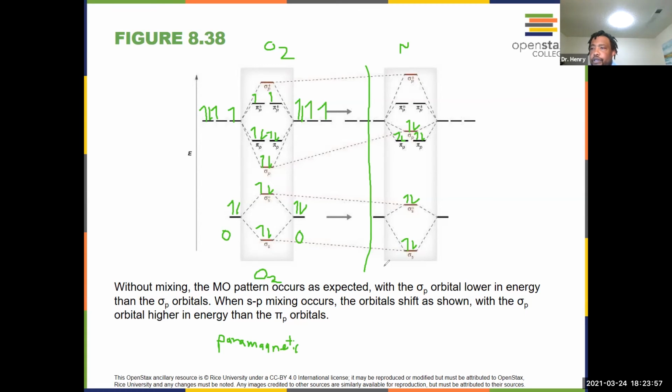And then in this case, for the N2, this one is not going to have anything free to interact with the magnet. So this one is going to be diamagnetic.